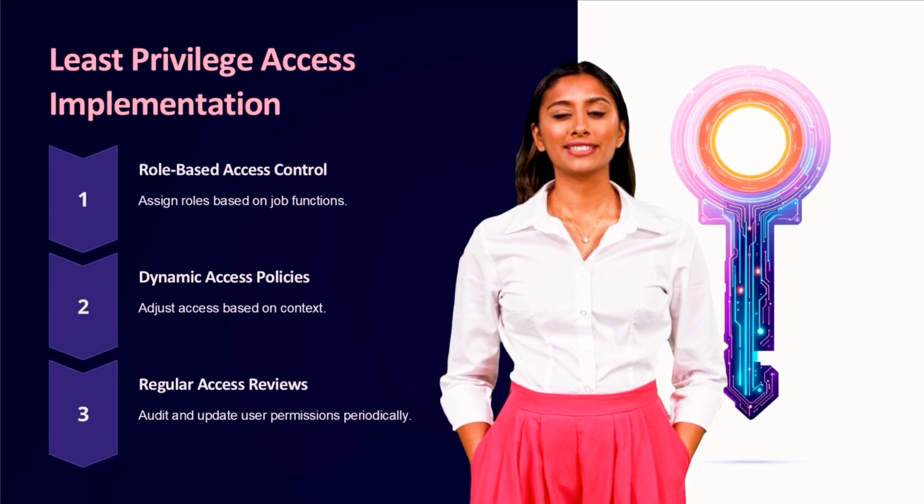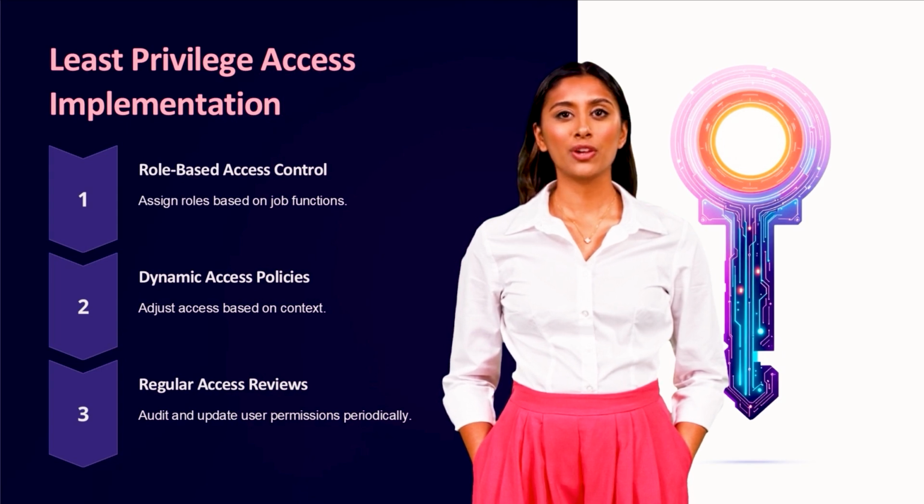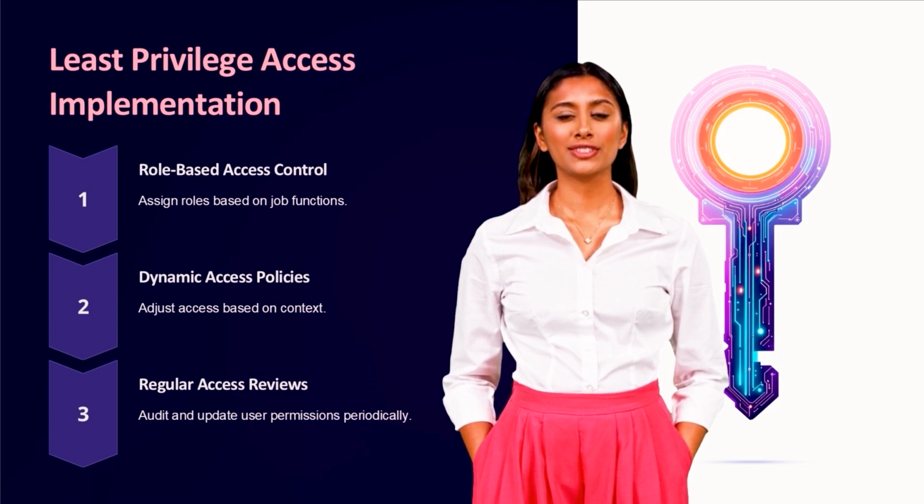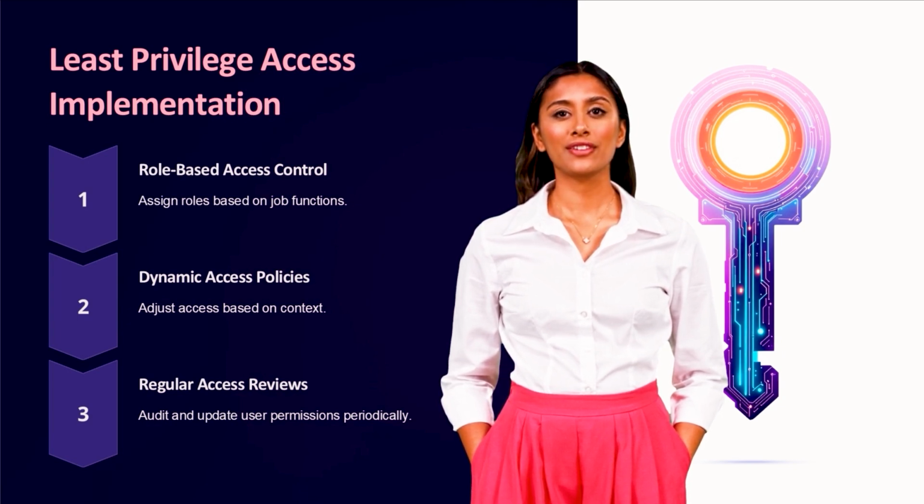Least privilege access is a security principle that limits user permissions to only those necessary for their job functions. To implement it, follow these steps. 1. Role definition. Identify roles within your organization and define what access each role requires. 2. Access control policies. Establish policies that specify permissions based on roles, not individuals. 3. User provisioning. Assign access rights based on the defined roles during onboarding.